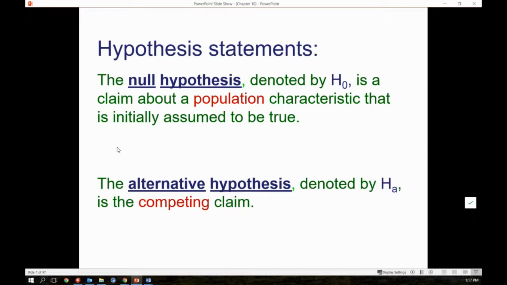And sometimes when I'm joking around, instead of saying H naught and H sub A, I just say ho ha. Ho and ha. What's ho, what's ha? Almost like the Snow White. Hey ho, it's off to work we go.